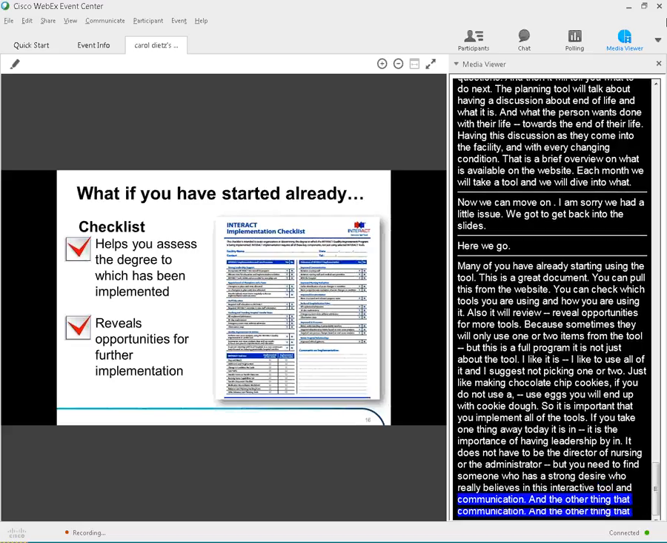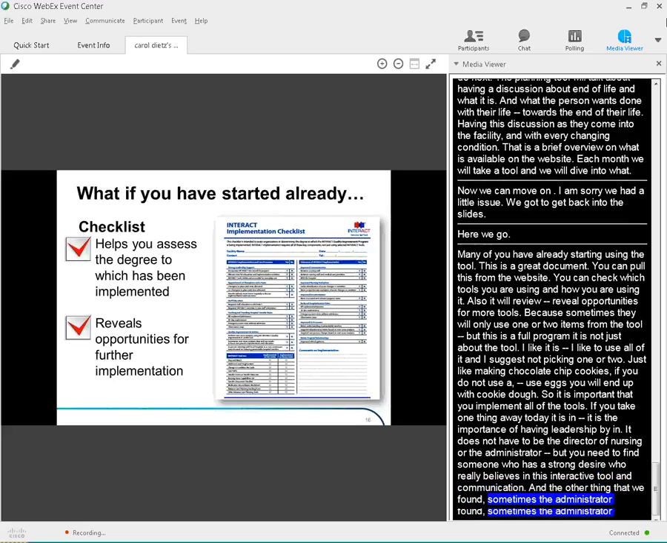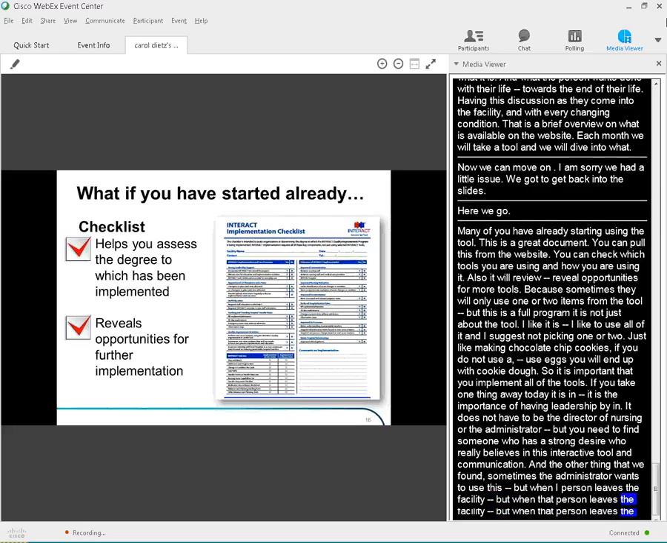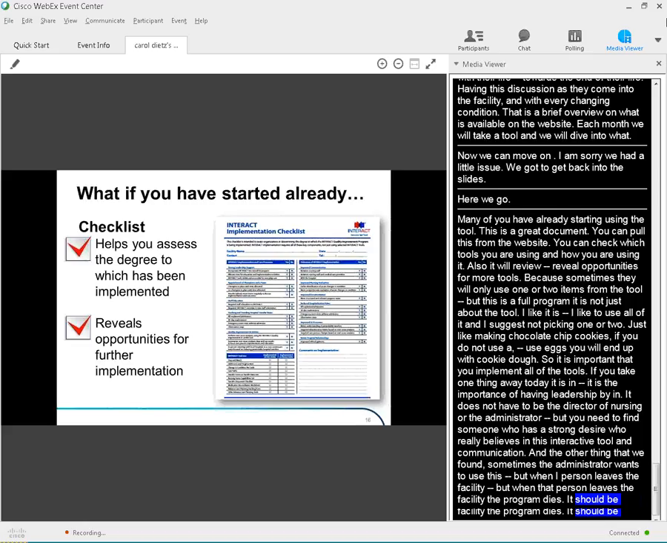The other thing that we found is that sometimes an administrator wants Interact and they assign it to someone, and when that person leaves the facility, the whole program dies. We also recommend that when you implement Interact, it becomes part of someone's work process. So if, as an educator, I take it on and I leave next week, it should be part of my job responsibility so that the next person coming on knows that as part of their duties, they have to take on Interact and continue to help spread what you started.